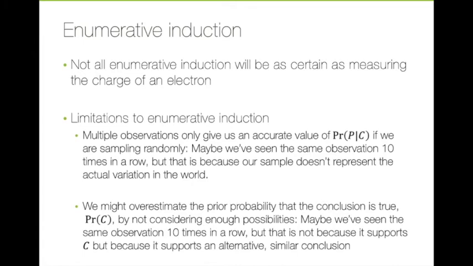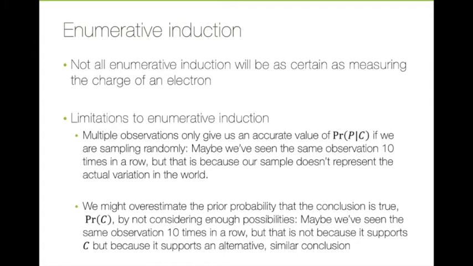Another limitation for enumerative induction is that we might overestimate the prior probability of the conclusion if we're not considering all the possible alternative conclusions. So maybe we've seen the same observation 10 times in a row, but that's not because the observation supports the conclusion we're thinking of, but instead because it supports some alternative, maybe similar conclusion.